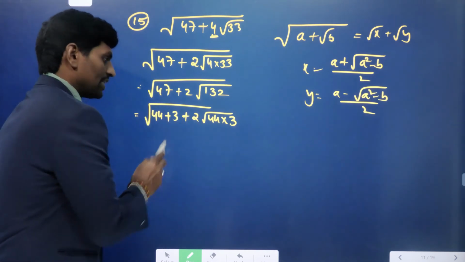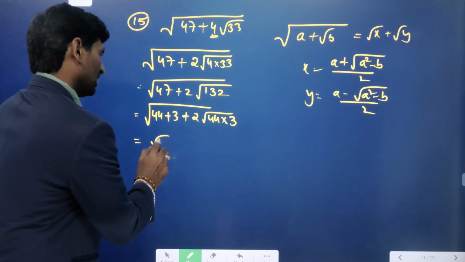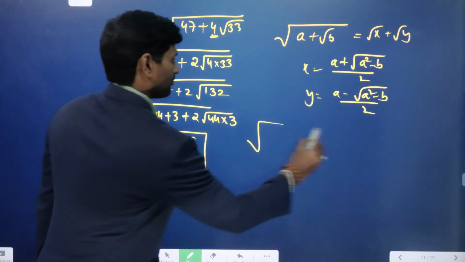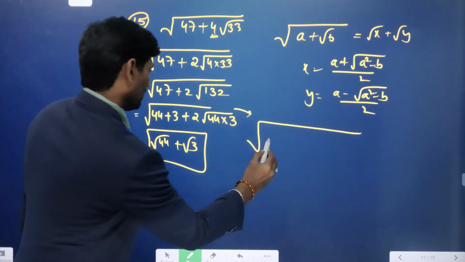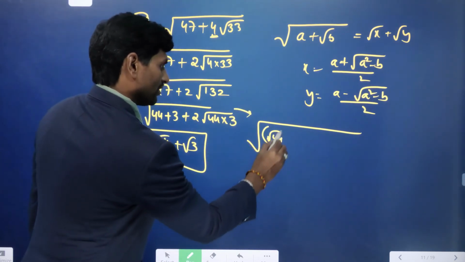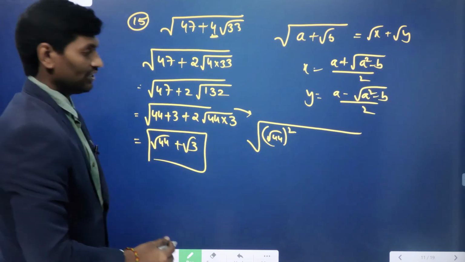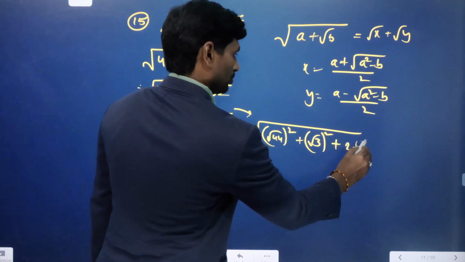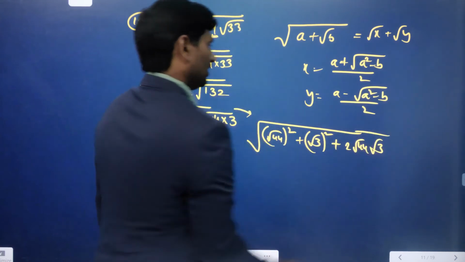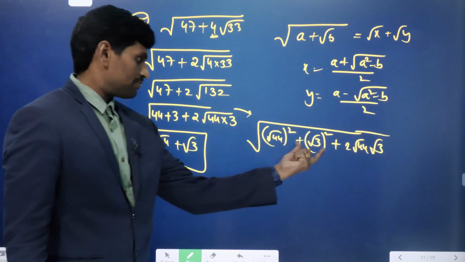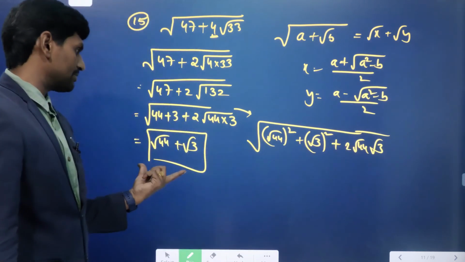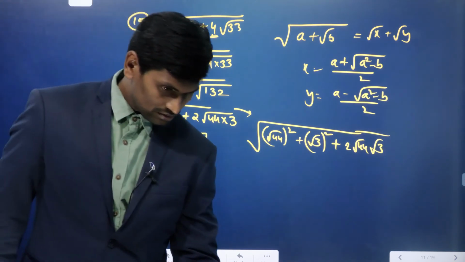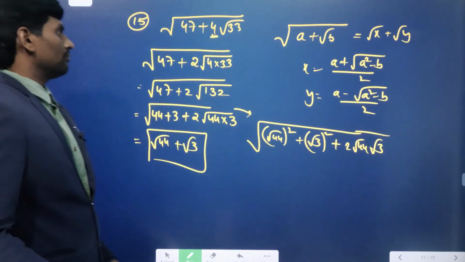Now it is the a square plus b square plus 2ab formula. Then the answer is root 44 plus root 3. Because how have we written this? Root 44 whole square means 44 only. 3 we can write as root 3 whole square, plus 2 root 44 root 3. That is a square plus b square plus 2ab, which is nothing but a plus b whole square, and the square root cancels. The a value is root 44, the b value is root 3. Do that. Okay?